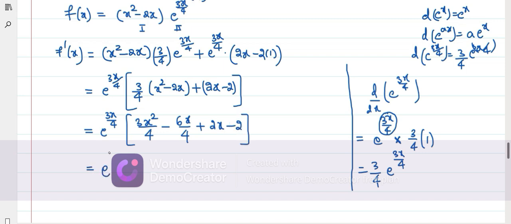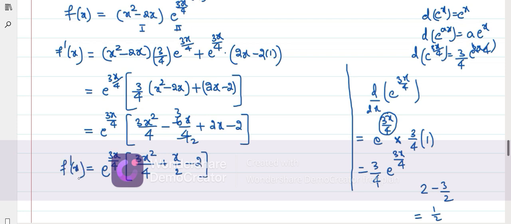So it is e power 3x by 4 into, so what are the coefficients of x square? Here we have only one term, right? It is 3x square by 4. So look at the coefficients of x. Here we have 2 and here we have minus 3 by 2, which is 1 by 2. You can calculate that using calculator, okay, which is 1 by 2. So it is plus 1 by 2 into x, that is x by 2 minus 2. I just simplified this stuff. This is your f dash of x.